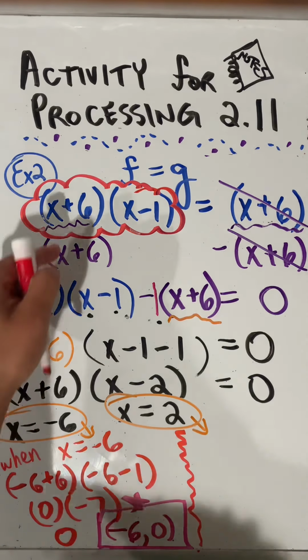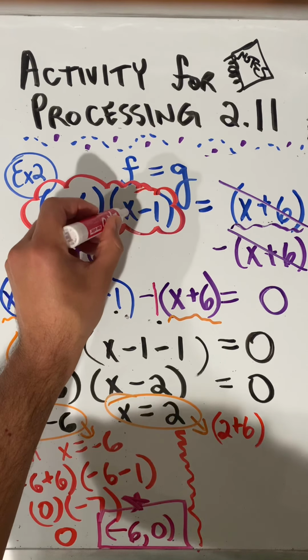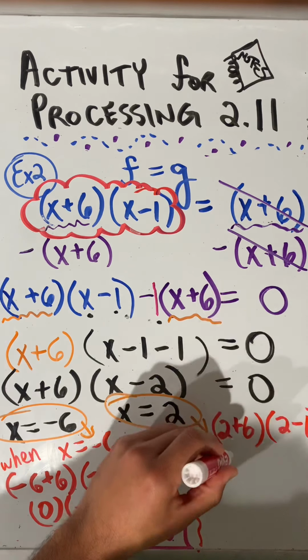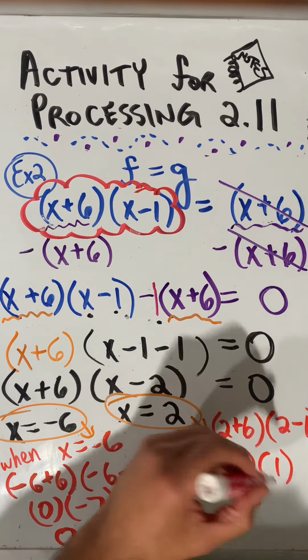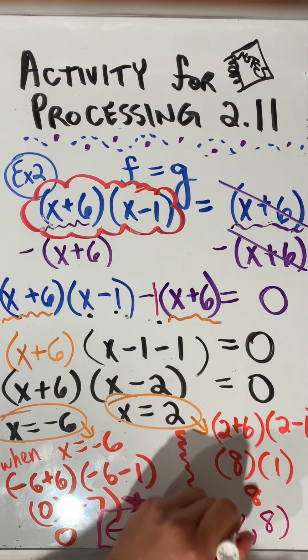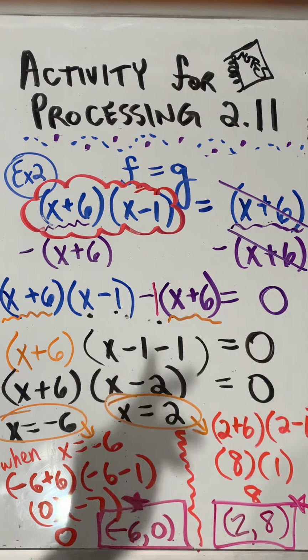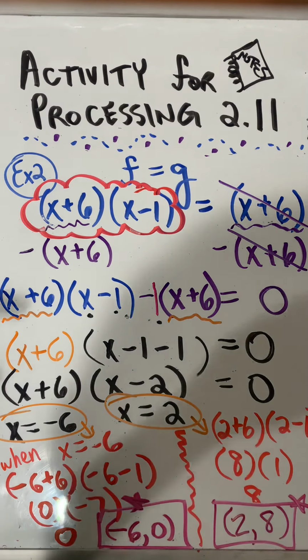Okay, let's plug it in. So we're gonna plug in 2. 2 plus 6, 2 minus 1. You get 8, which is great. So when we plugged in our input of two, we got an output of 8. I'm gonna put a little square around that. There we go. So our two locations, if you check on Desmos, are gonna be at -6, 0 and 2, 8, okay?